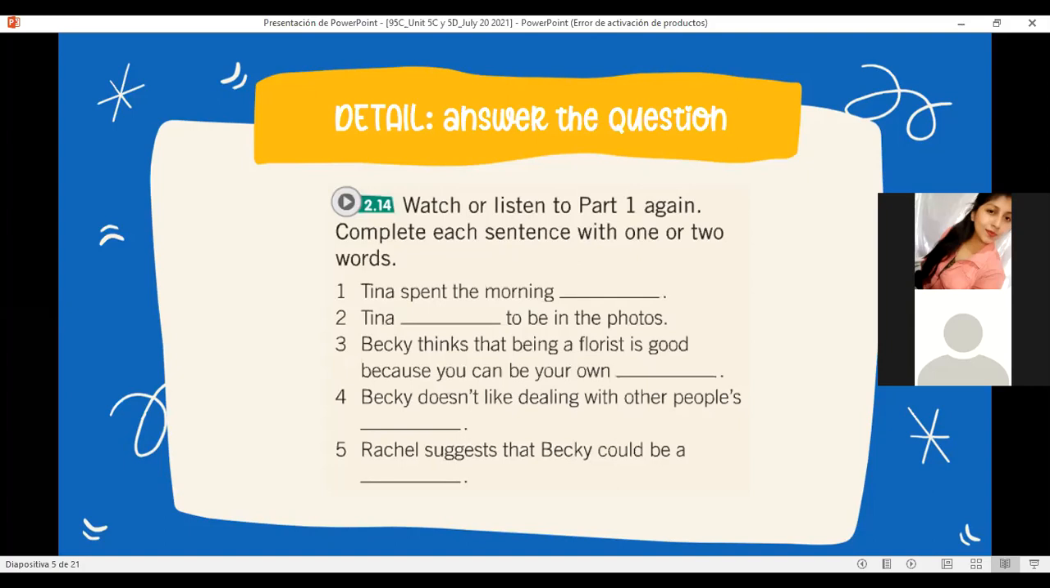¿Con qué no le gusta tratar a Becky? Algo de otras personas. Vamos a ver qué es. Y la última tenemos, Rachel suggests that Becky could be... ¿Cuál es la profesión que sugiere hacia el final del video Rachel para Becky?